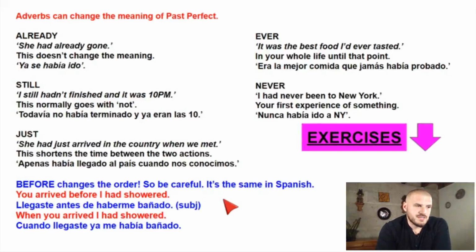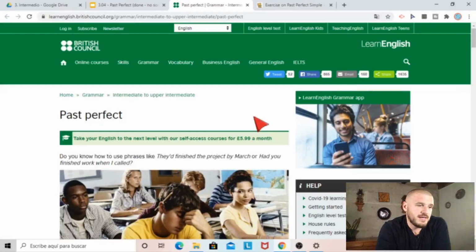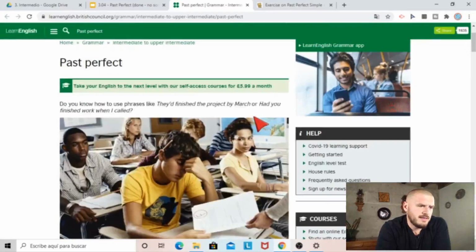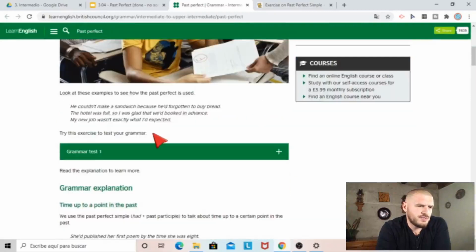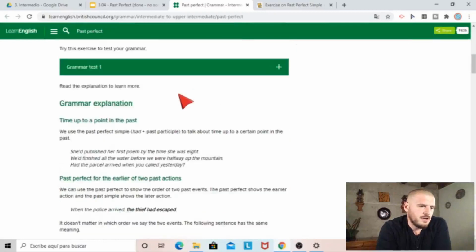Let's have a look at some exercises. Go to point number 2 in the description to do the activities. So this is the British Council page. If you scroll down, there are 2 tests. There's another example here of the explanation of the grammar. Go down, down, down to Grammar Test 2.